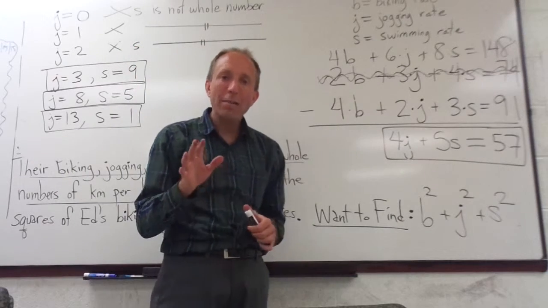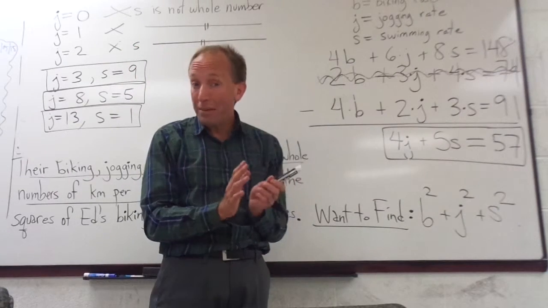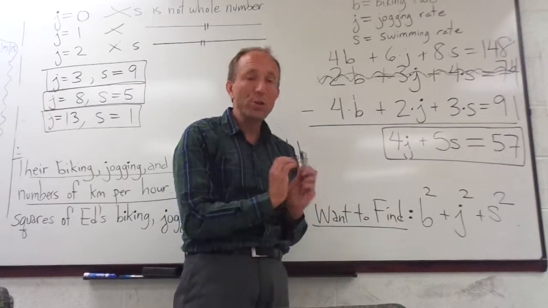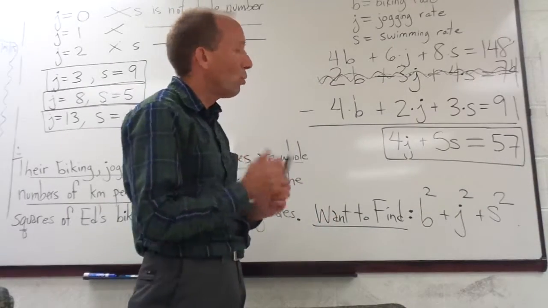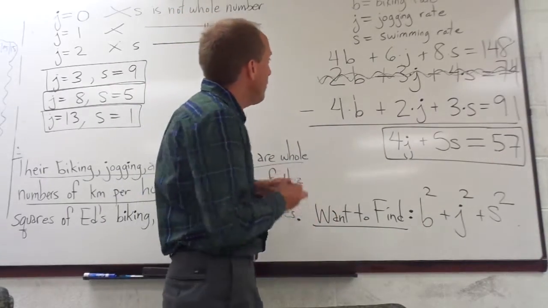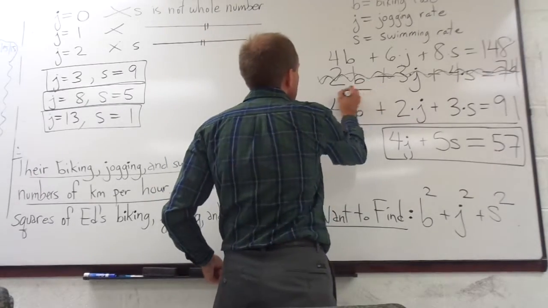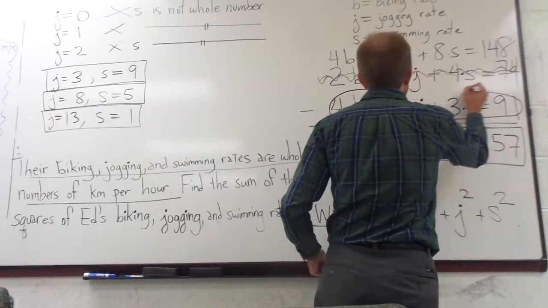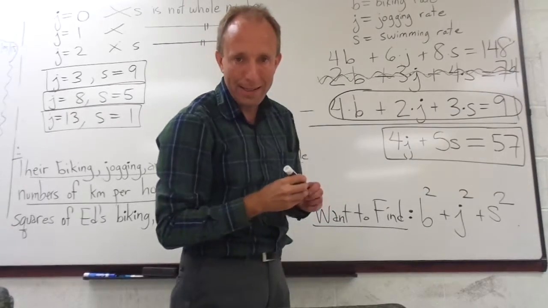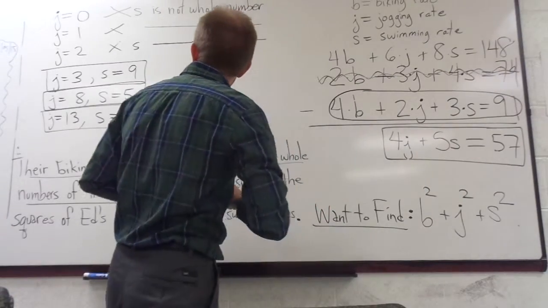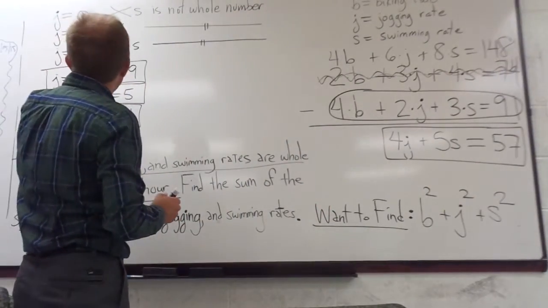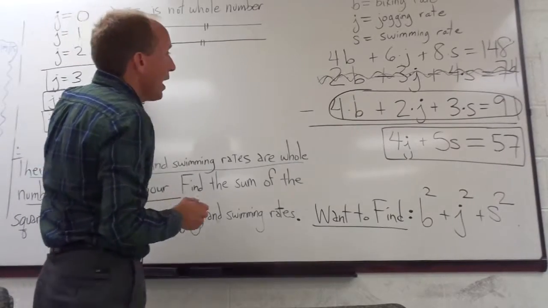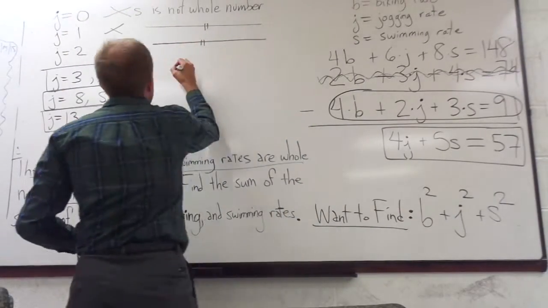Remember that we have another variable, which is b. And b also has to be a whole number. It doesn't matter which equation, so let's take a look at this equation right here: 4b plus 2j plus 3s equals 91. Let's just do the first one. If I put in 3 for j and 9 for s, what am I going to get?